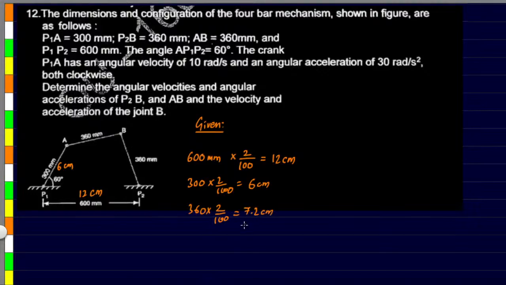7.2 centimeters. The same way for the last one, this is also 360, so again we will get the same over here. So this is 7.2 centimeters, and this one also has to be 7.2 centimeters. So these are the drawing lengths that we will use to draw our position diagram. So all the lengths are with us.